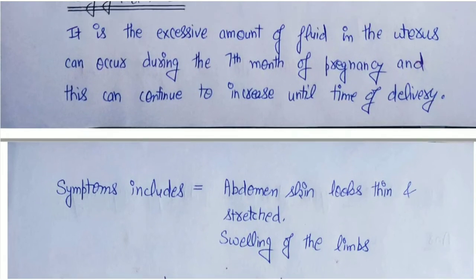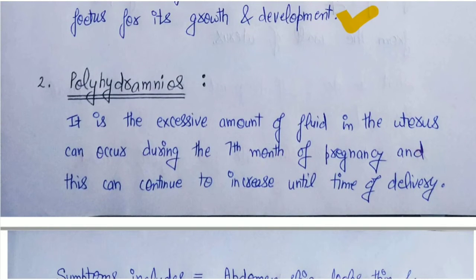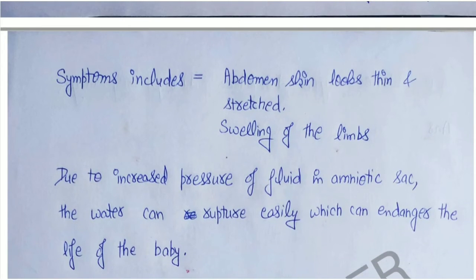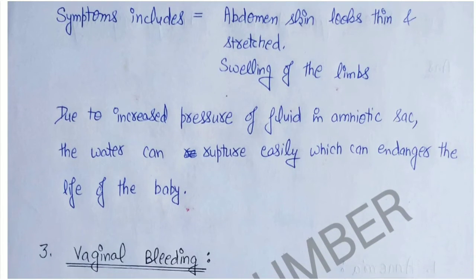Next is polyhydramnios. It is the excessive amount of fluid in the uterus, can occur during the 7th month of pregnancy, and this can continue to increase until the time of delivery. What are the symptoms that are included in it? Abdomen skin looks thin and stretched, swelling of the limbs.